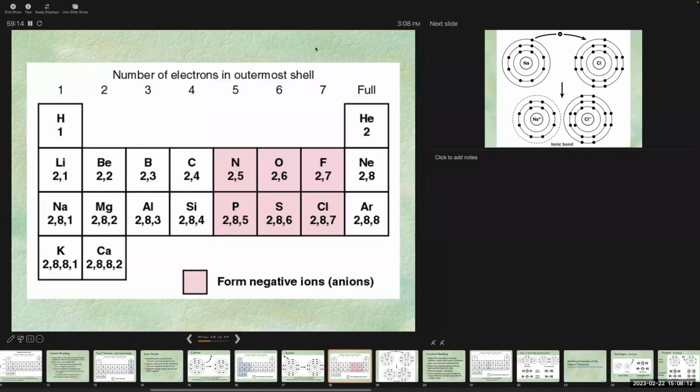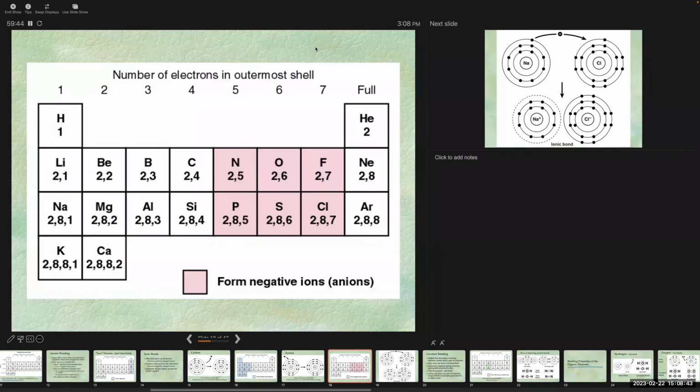So in column 7, you have fluorine that has 7 electrons in its second shell. You have chlorine that has 7 electrons in its outer shell. Right below that, you'll have bromine, and then iodine, all of which have 7 electrons in their outer shell. These are called the halogens. And they will always form ions with a single negative charge, so F minus, Cl minus, Br minus.